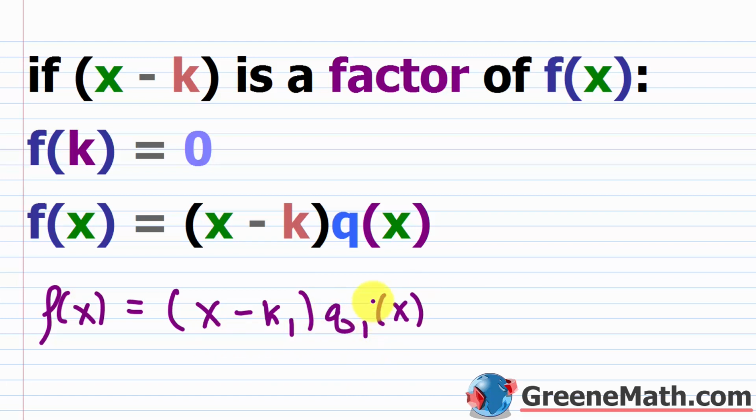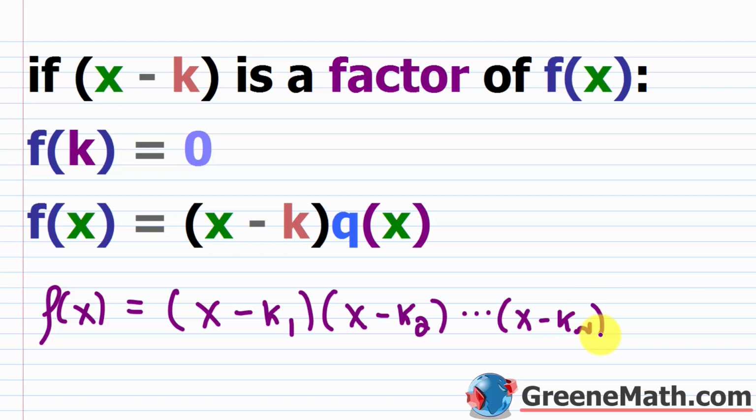Then, if this right here is of degree 1 or higher, then again, you can always find at least one complex zero. So you just keep the pattern going, okay? So I can just say that this would be times x minus k sub 2. And again, I can just keep this going. So I can end up with just x minus k sub n. In the end, you're going to have a quotient that's just going to be a number.